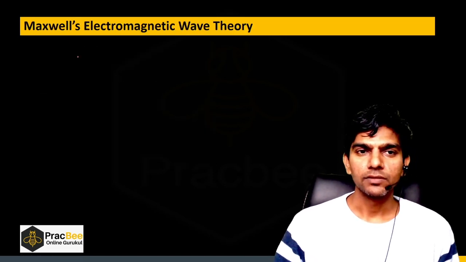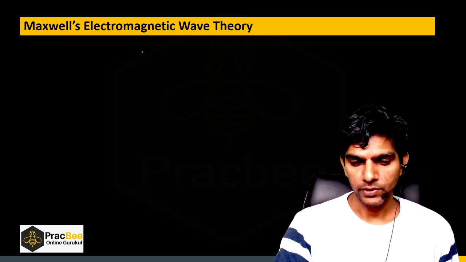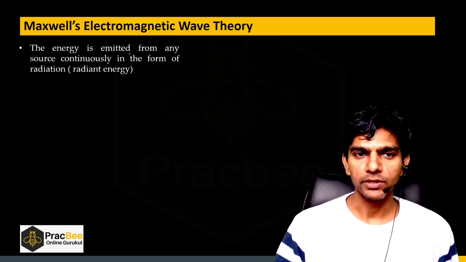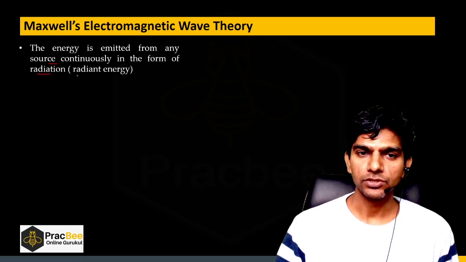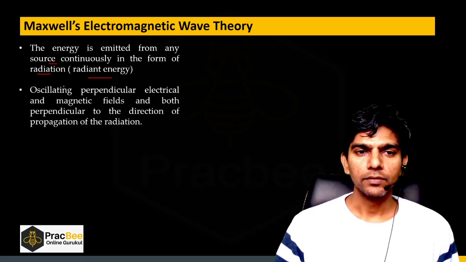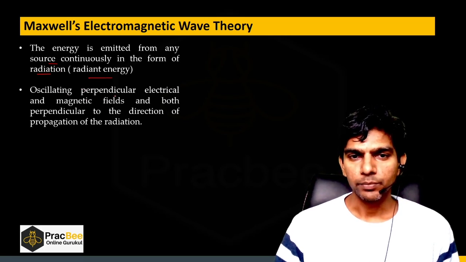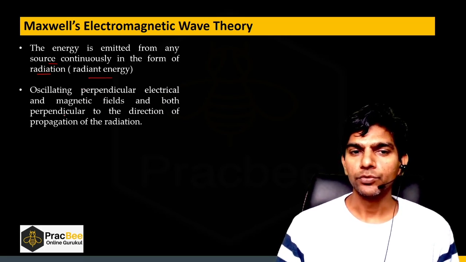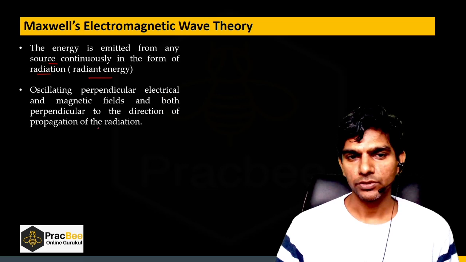The fourth theory is Maxwell's electromagnetic wave theory. According to this theory, energy is emitted from any source continuously in the form of radiation, which is also known as radiant energy. We have an oscillating electric and magnetic field, perpendicular to each other, and both perpendicular to the direction of propagation of the radiation.